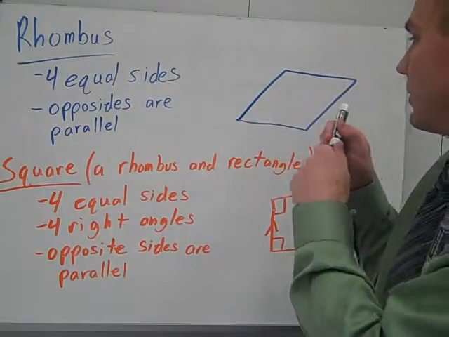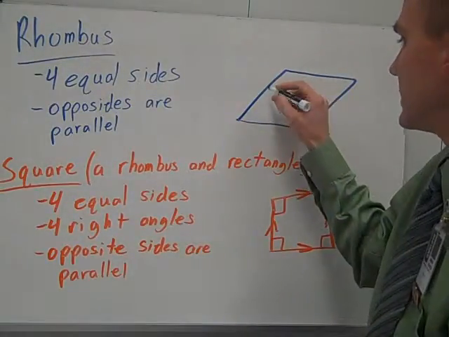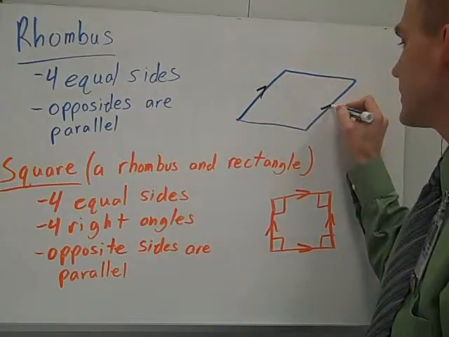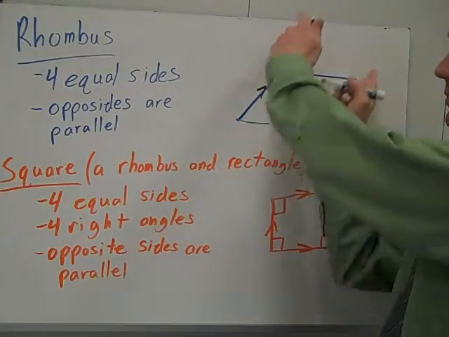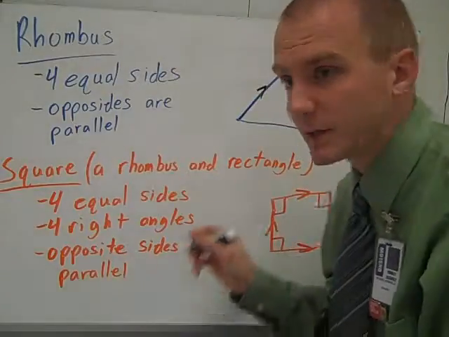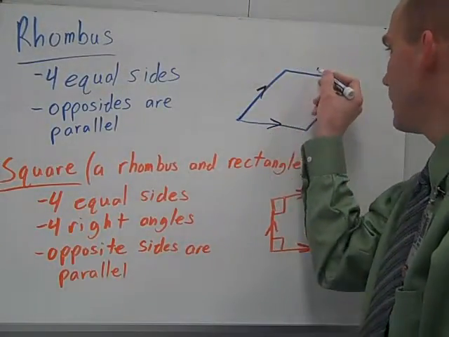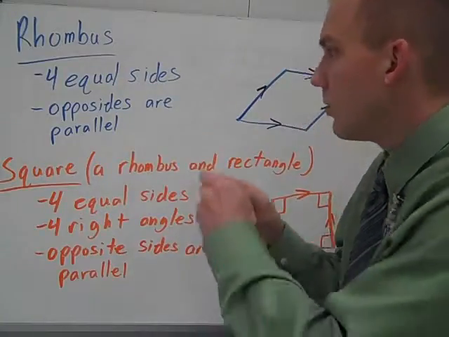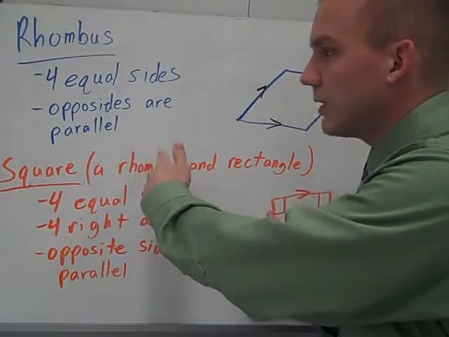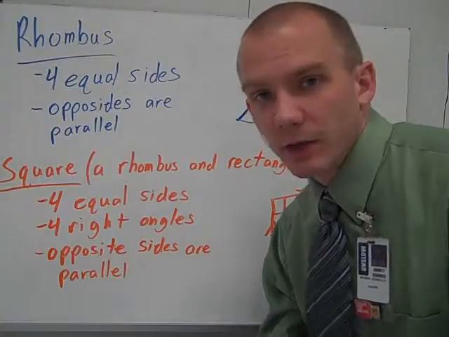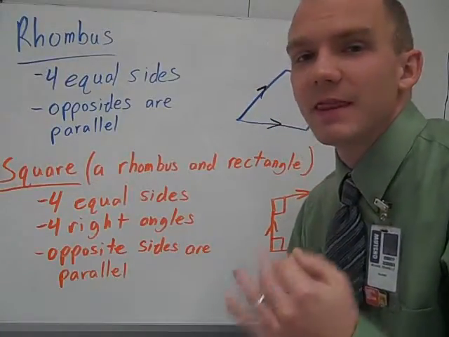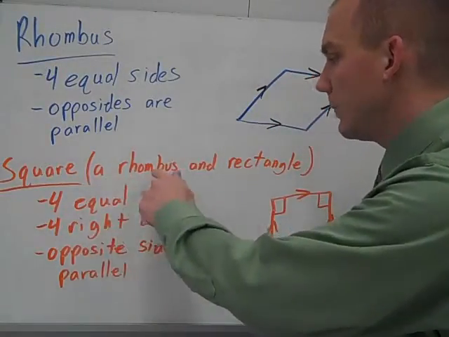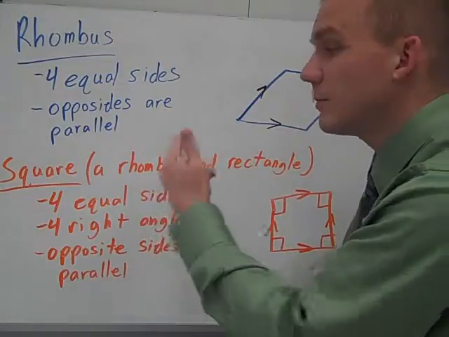You still have your parallel opposite sides, so this side and this side, they would never cross. I put that arrow there to indicate they would just keep going on, they'd never cross. And down here, these are both parallel sides. Where you get into the right angles, when you take a rhombus and you combine it with a rectangle and add in those right angles, then you have a square. A rhombus and a rectangle combined make a square.